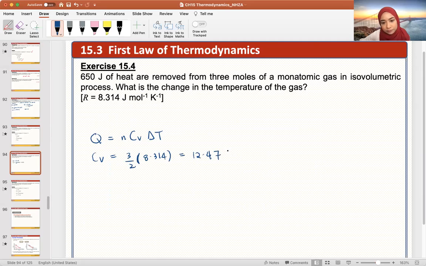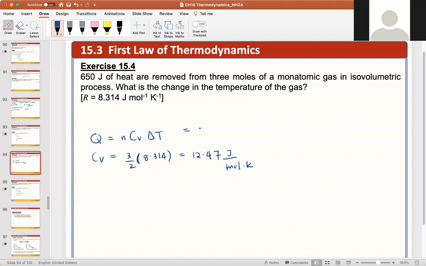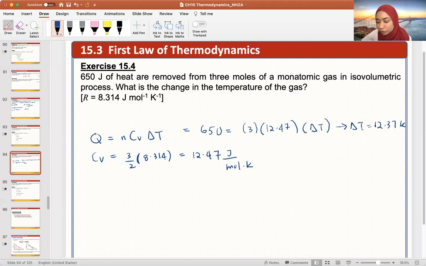Saya masukkan dalam equation tu. Q 650, N 3 mol, CV 12.47 dengan delta T. So delta T saya dapat 17.37 Kelvin. Betul ke? Sorry tak dengar. 17.37 Kelvin. Oh, okay. Alright, thank you.